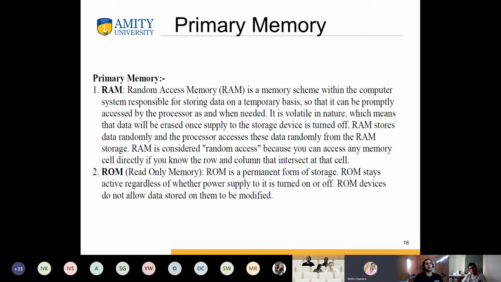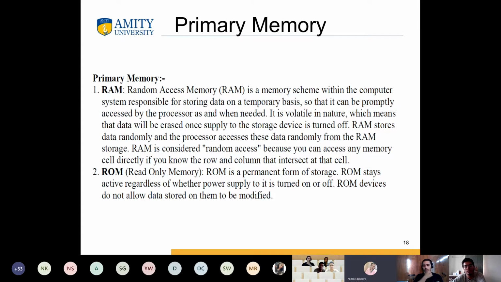And even if you abruptly switch off your machine, or there is some power failure, this particular memory area won't be corrupted unless there is some kind of problem with that particular ROM itself. So this is a very small part of memory, but it is very much required to start and to boot your machine.